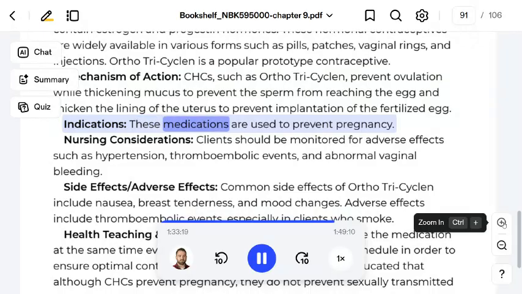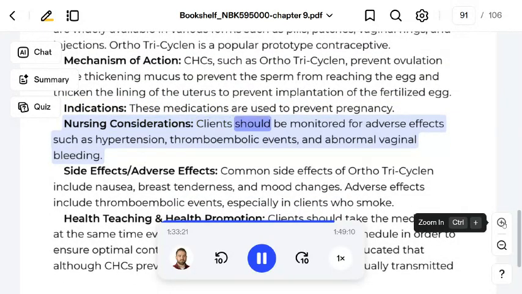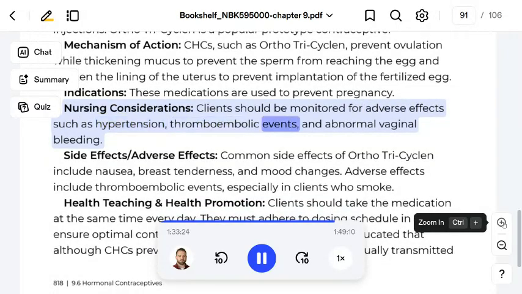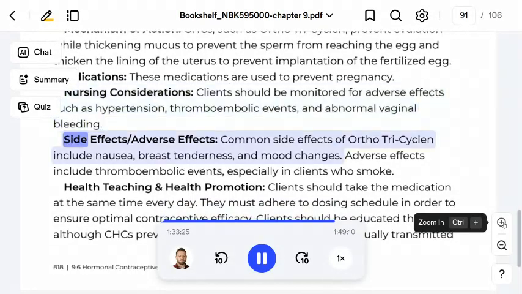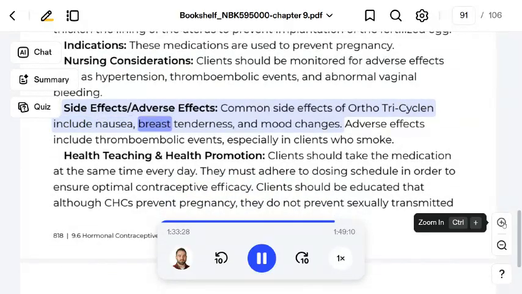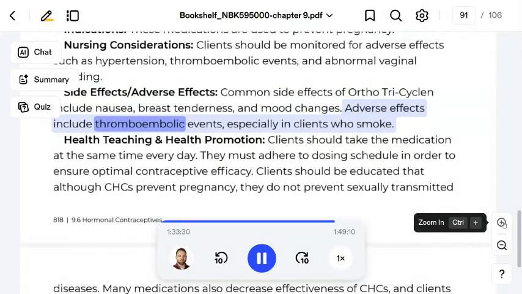Indications: these medications are used to prevent pregnancy. Nursing considerations: clients should be monitored for adverse effects such as hypertension, thromboembolic events, and abnormal vaginal bleeding. Side effects, adverse effects. Common side effects of Ortho Tri-Cyclen include nausea, breast tenderness, and mood changes. Adverse effects include thromboembolic events, especially in clients who smoke.